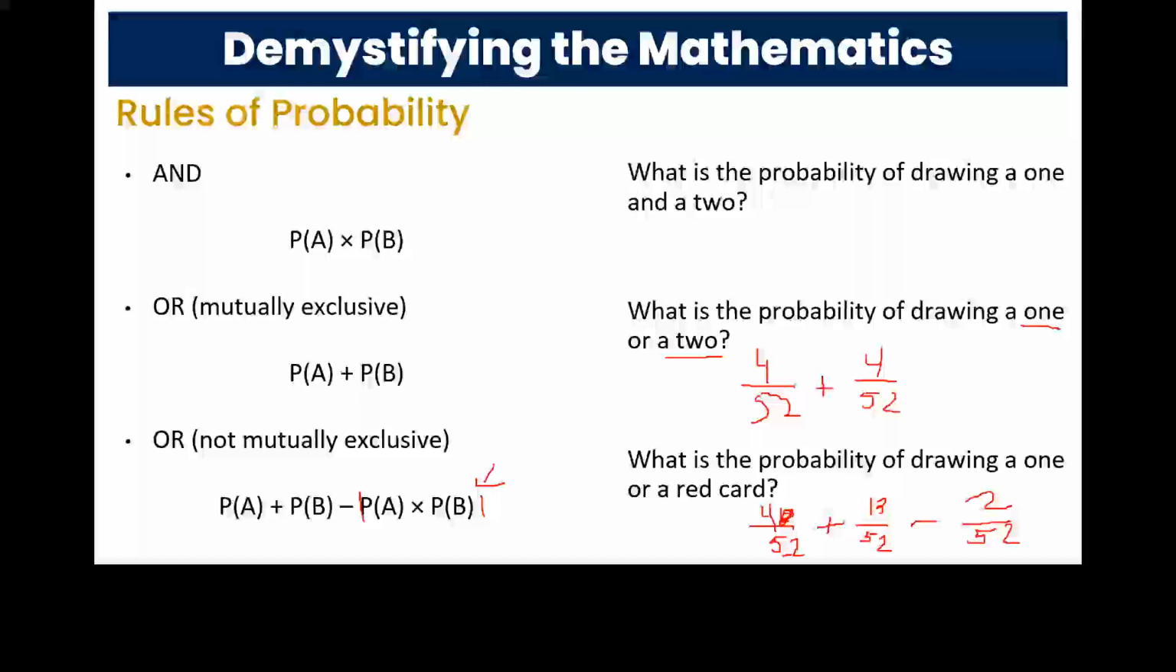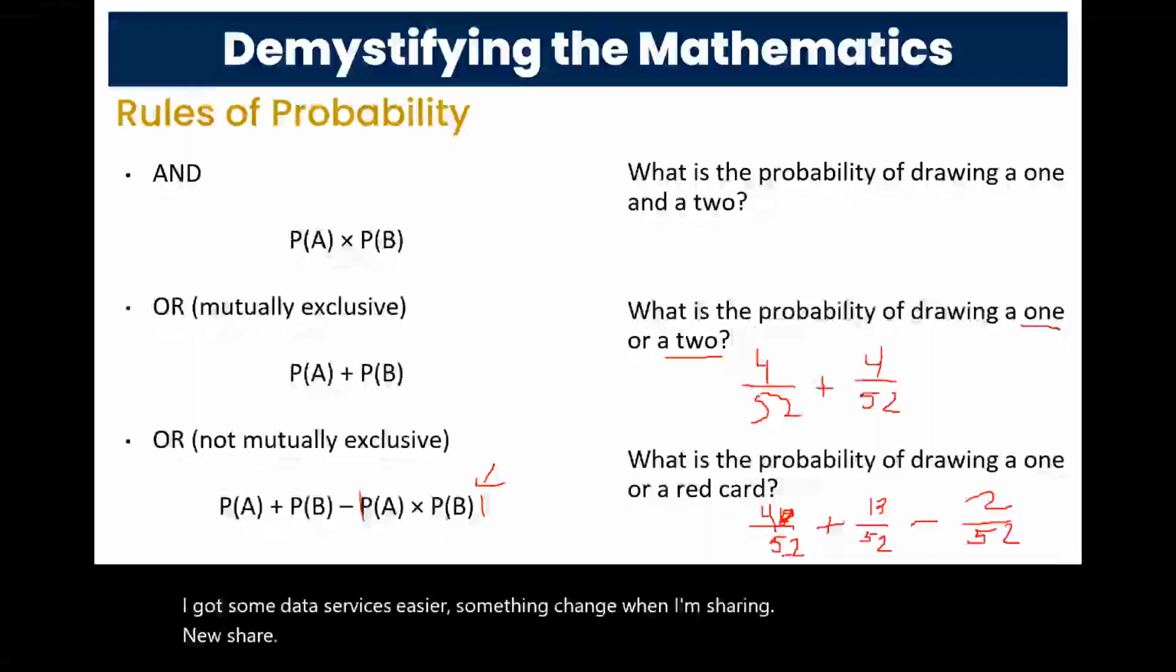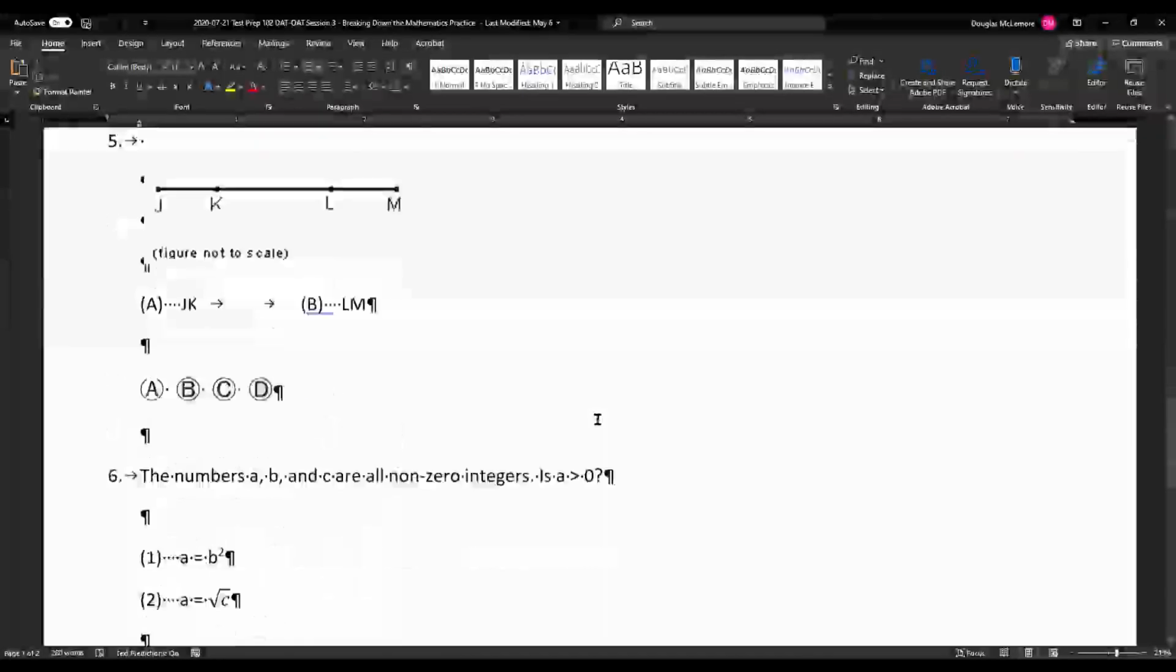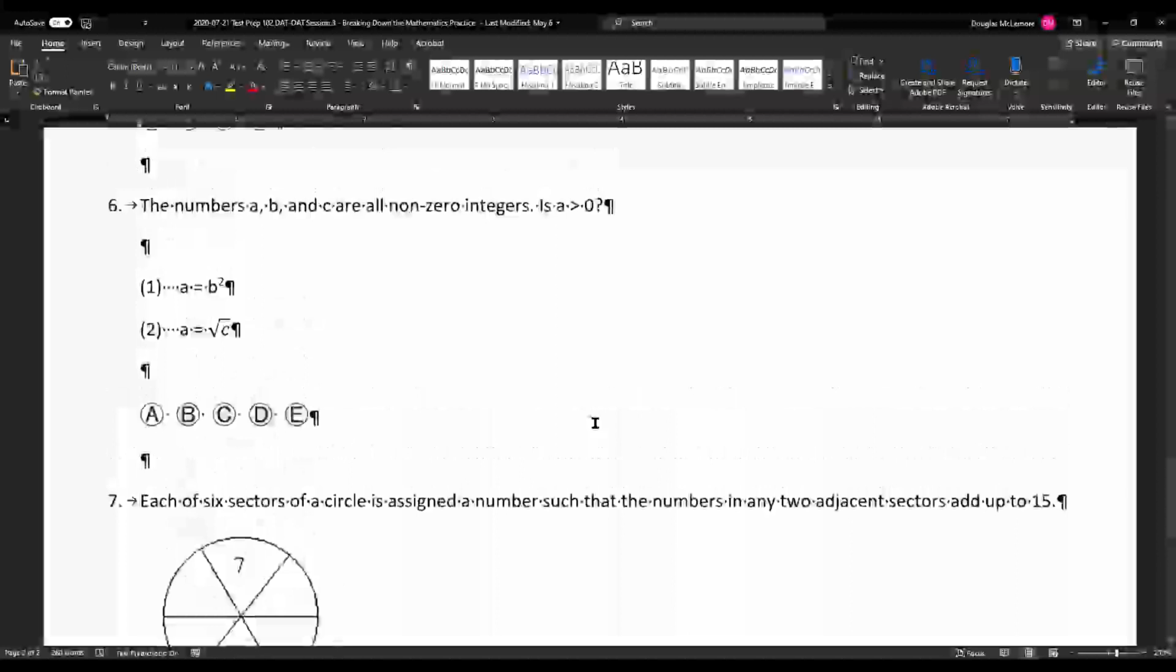Here we go. I've got some data sufficiencies here. So I'm going to change where I'm sharing. New share. That page. Okay, so number 6 here.